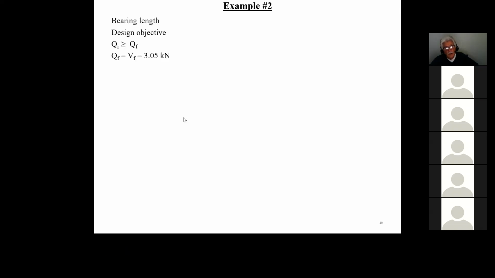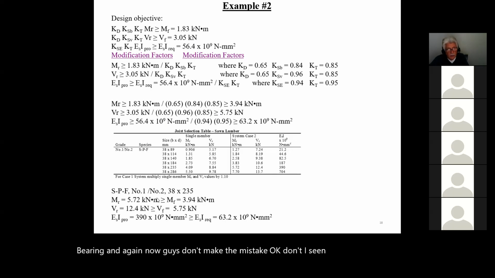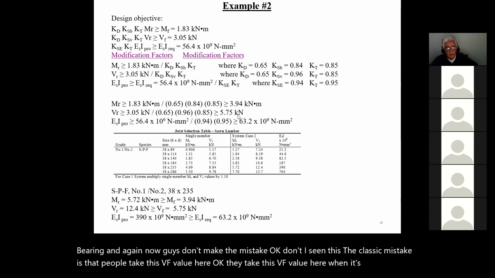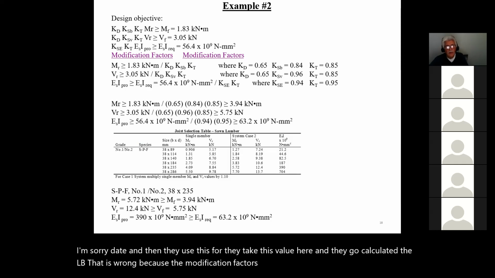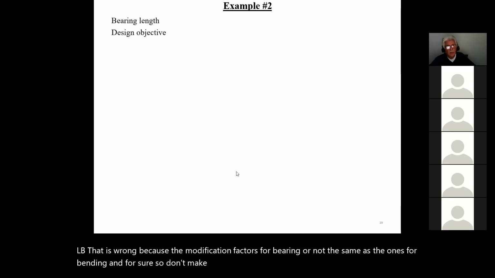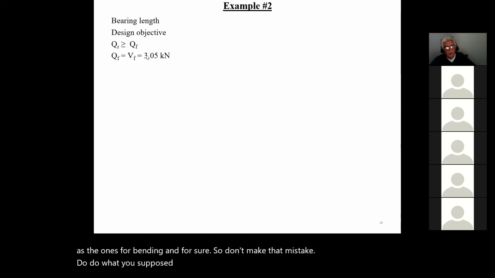And again, guys, don't make the mistake. The classic mistake I've seen is that people take this VF value here when it's been modified, and then they take this value and calculate the LB. That is wrong, because the modification factors for bearing are not the same as the ones for bending and for shear. So don't make that mistake. Do what you're supposed to do. You know that your VF value is 305. That's what you calculated from your analysis.